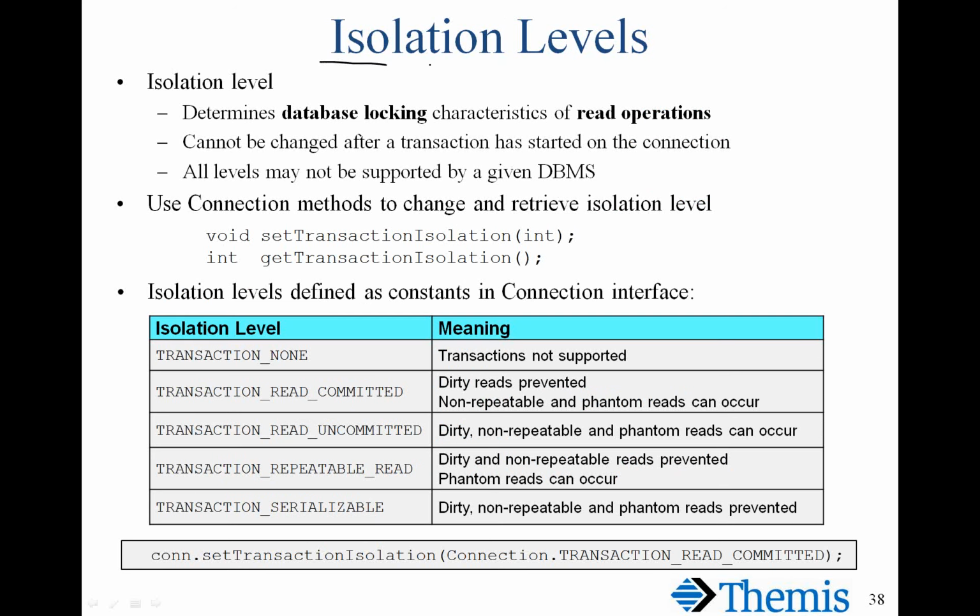Isolation level, not a topic I want to talk about, just to show you that on the connection you can set the isolation level to any of the supported types. DB2 supports all these types. Most other databases support some, but not others. And there are a set of constants that are defined in the connection interface to support the various isolation levels.